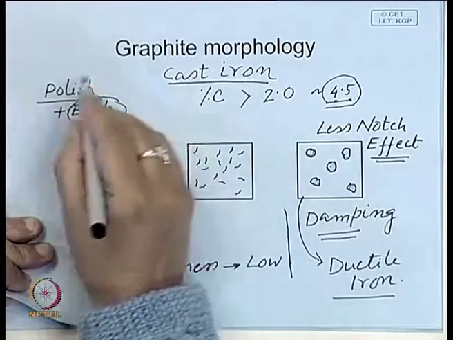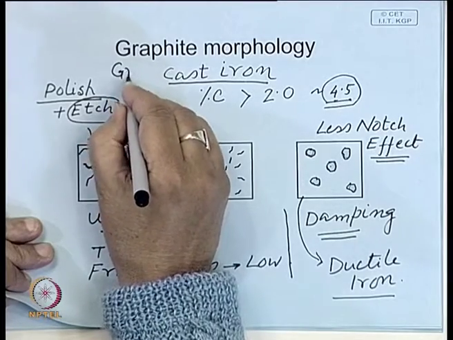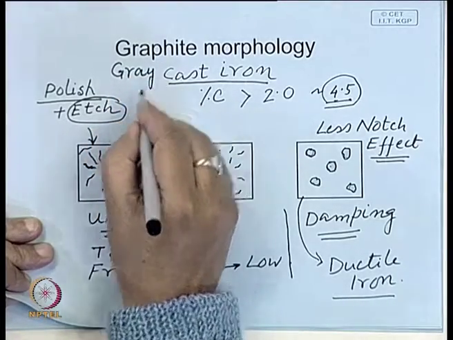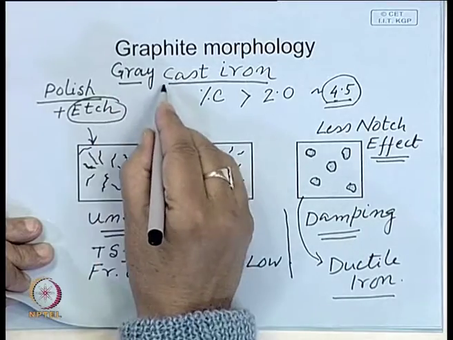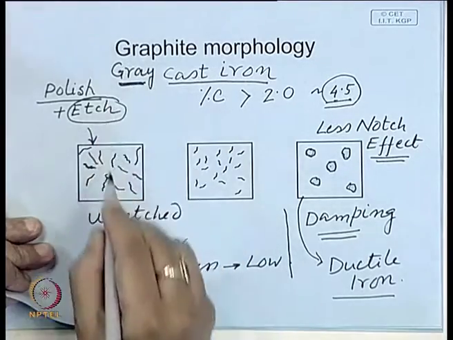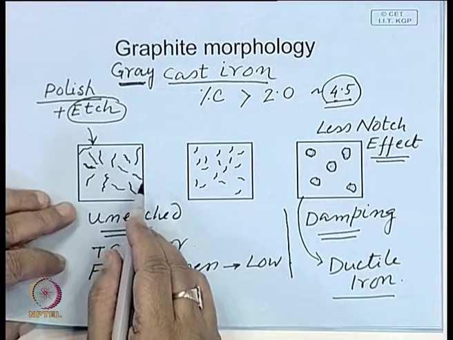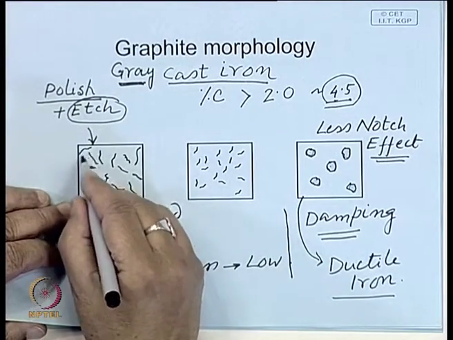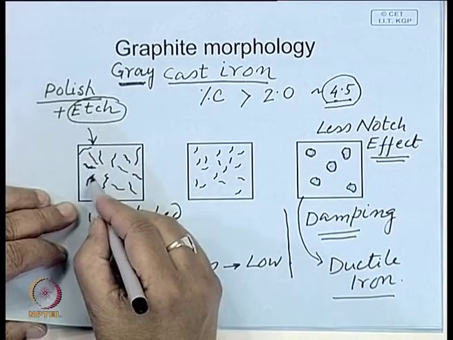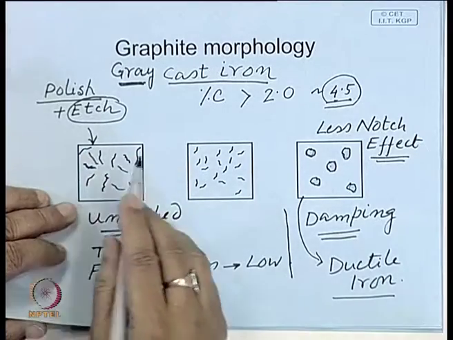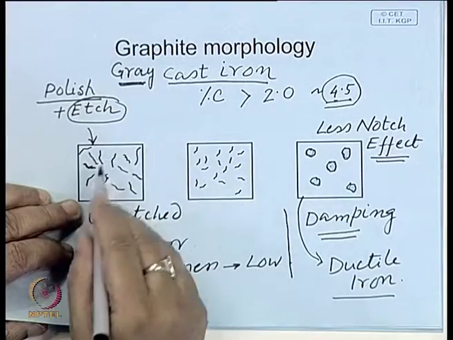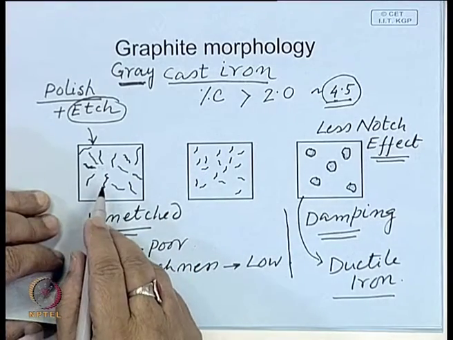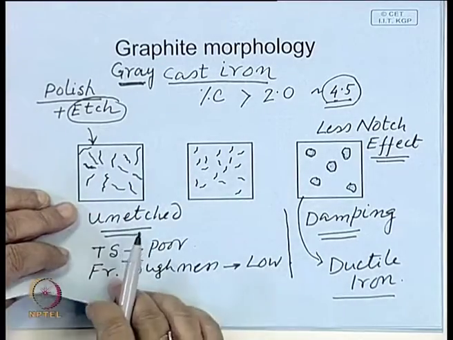a form of cast iron where carbon is present as graphite is called gray cast iron. The term gray derives from the nature of the fracture. If you look at a white cast iron, where the carbon is present as cementite, it is quite brittle, and there the fracture appears to be very shiny. So, that is called white cast iron.